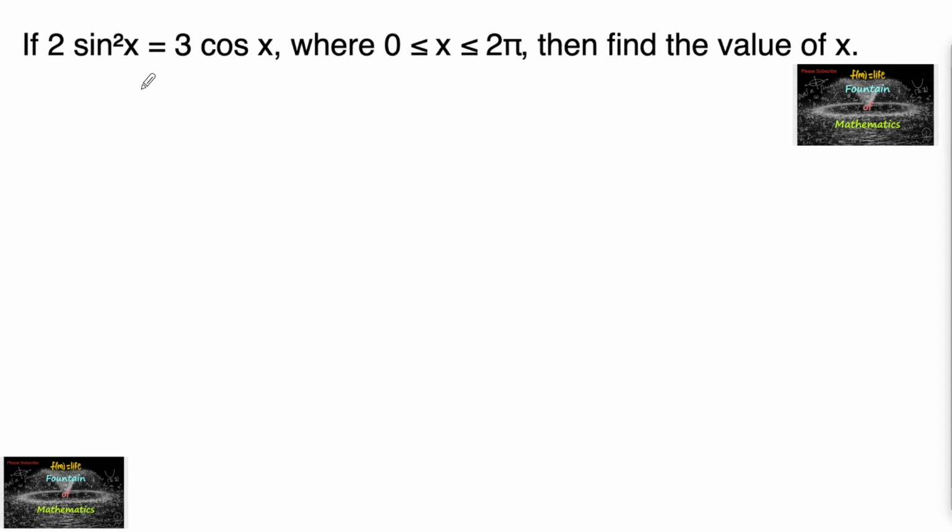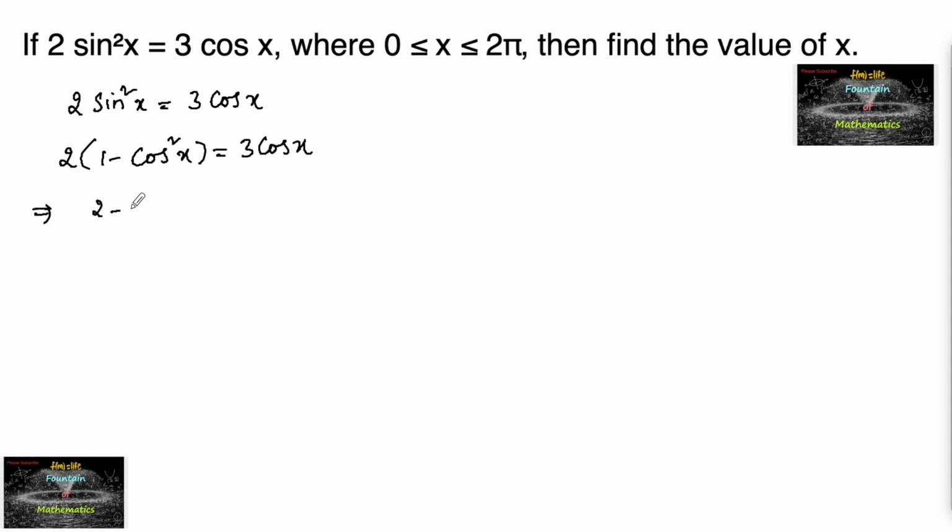If 2 sin square x is equal to 3 cos x, for x lies between 0 to 2 pi, then find the value of x. 2 sin square x is equal to 3 cos x, we can write 2 times of 1 minus cos square x is equal to 3 cos x.